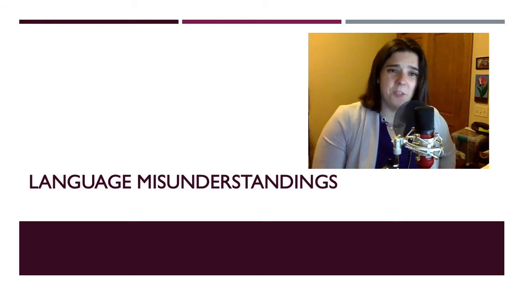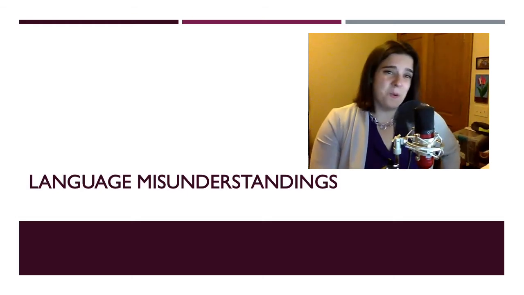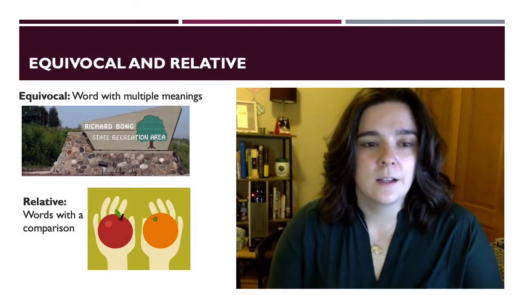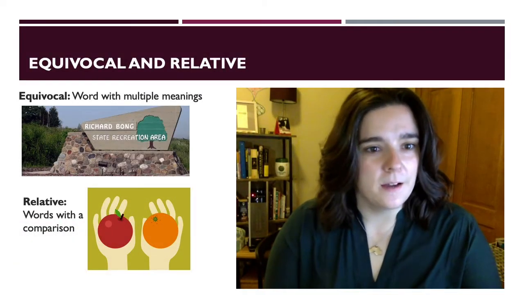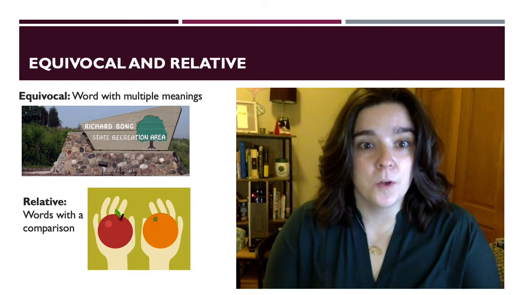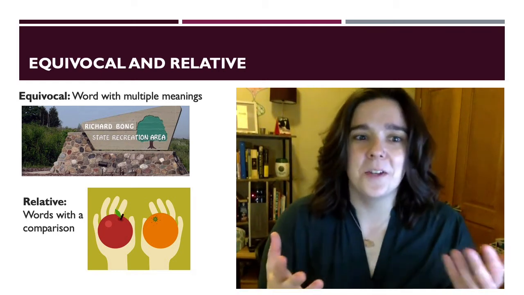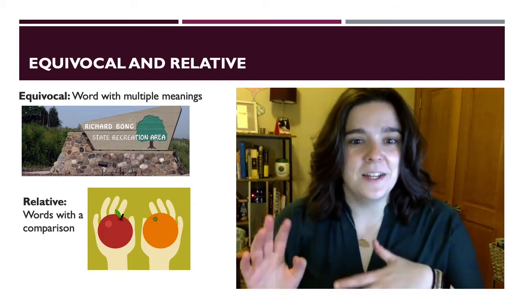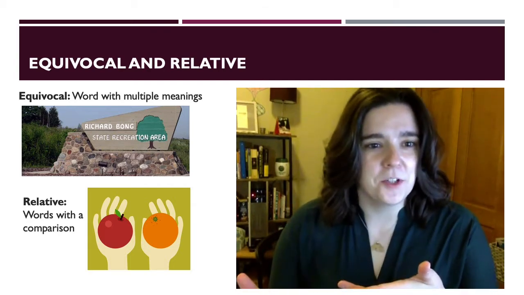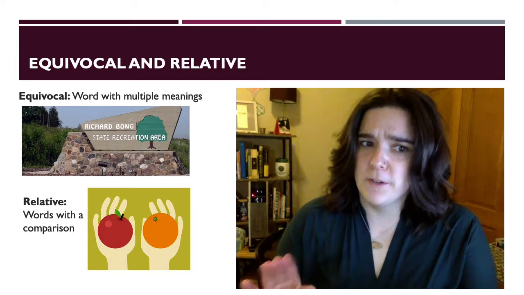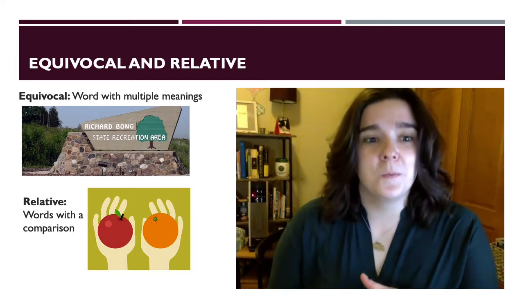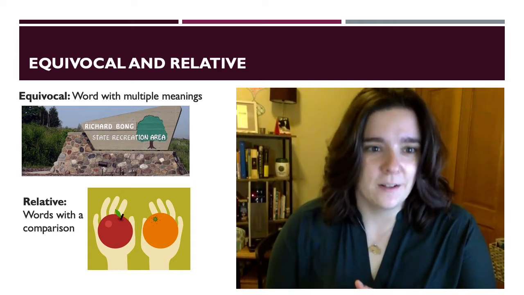Next, we'll talk about language misunderstandings, and this is where we get to have a little bit of fun. The old book used sign theft as examples for equivocal meanings because people would steal signs that have an equivocal meaning. This sign here for the Richard Bong State Recreation Area, which, to be fair, looks very difficult to steal, was one of the main examples in the old textbook.